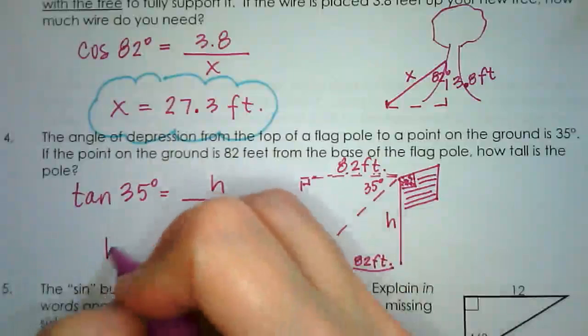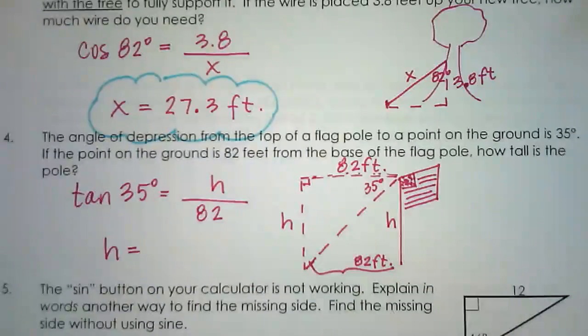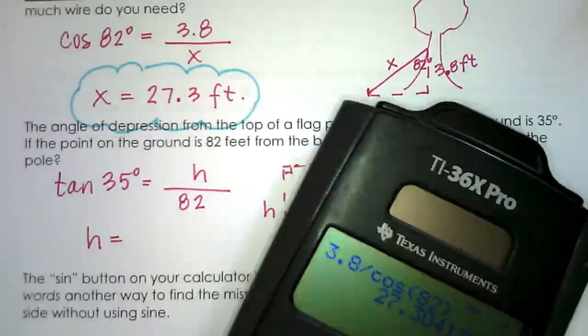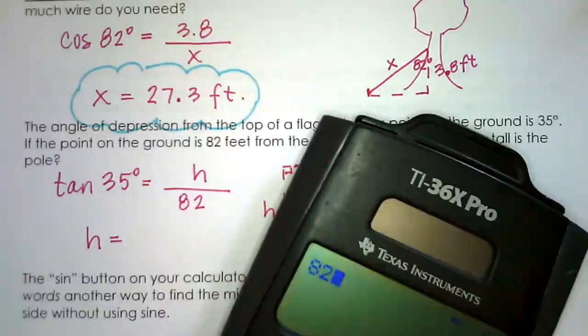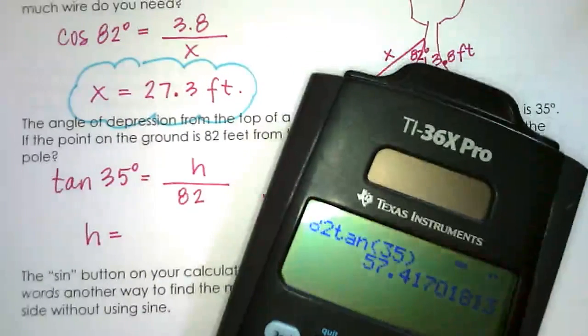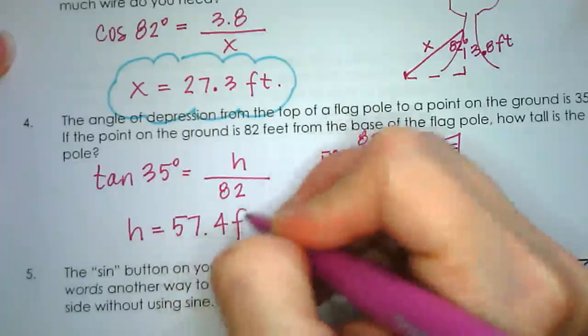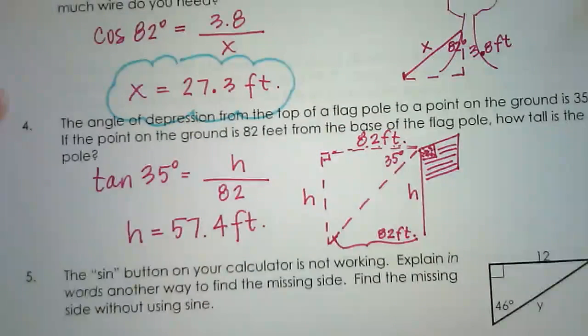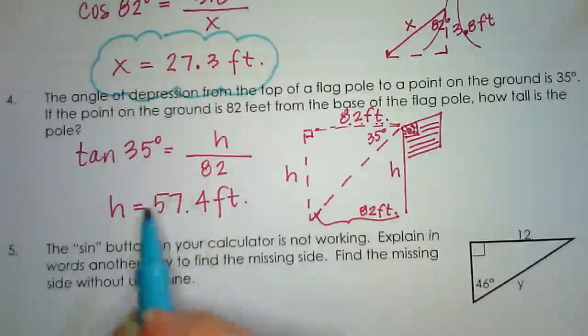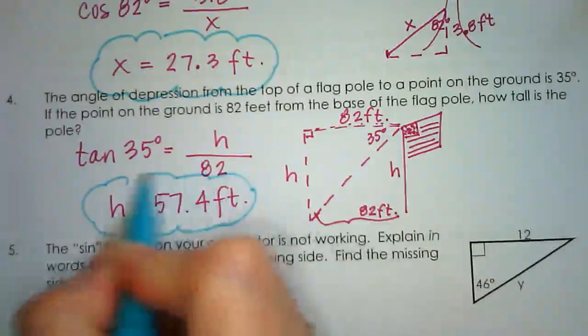All right, so to get the answer, we just need to multiply those two together. So 82 times tangent, so 82 tangent 35. Am I doing the right numbers? Yep. And, whoops, sorry, I got 57.4. So 57.4 feet is the height of the flagpole.